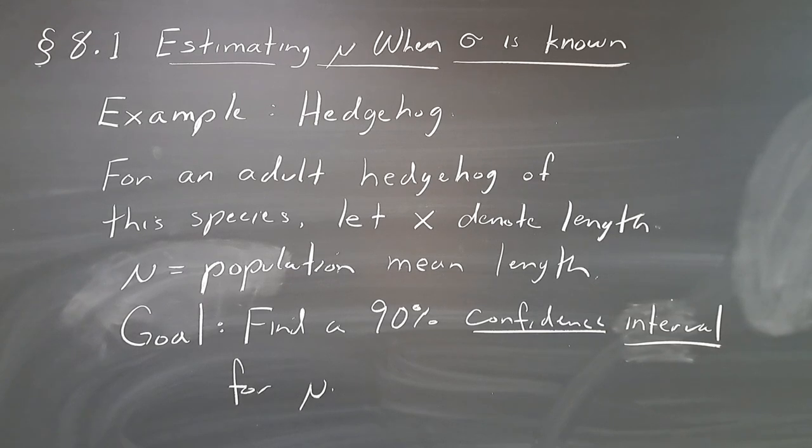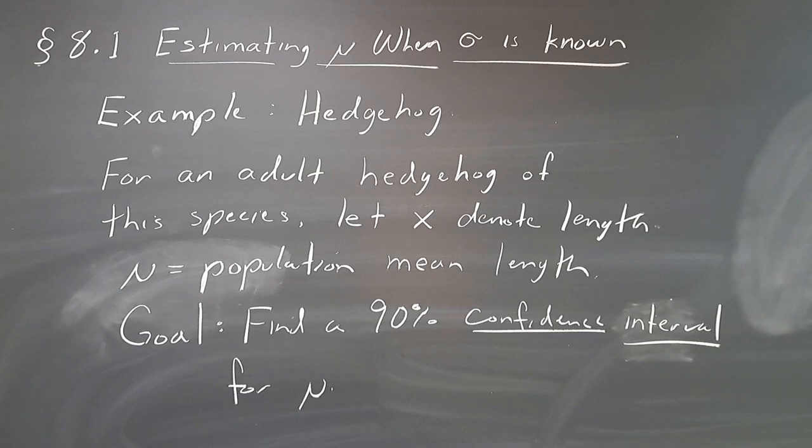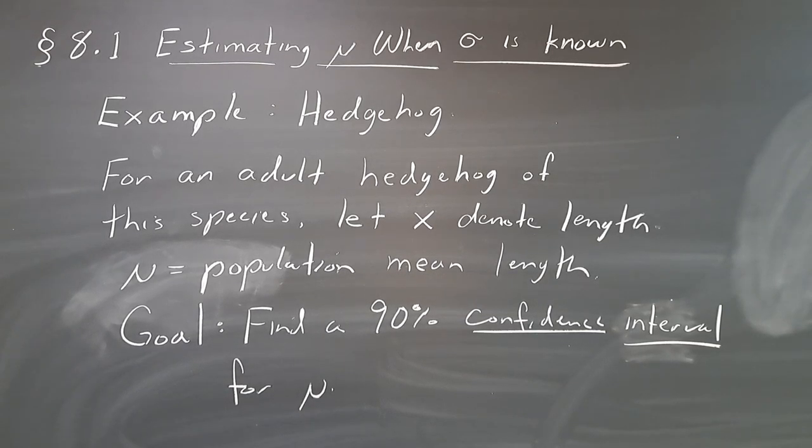We're going to let X denote the length of an adult hedgehog of this species. And of course, as usual, mu will denote the population mean length. Obviously, we can't find and measure every hedgehog of this species, and so we'll never know mu beyond a shadow of our doubt. But it's our job to estimate mu. That means we want to come up with an interval that we're pretty sure mu is in. In this example, we want to find an interval that we're 90% sure contains mu. That's called a confidence interval for mu, a 90% confidence interval for mu.